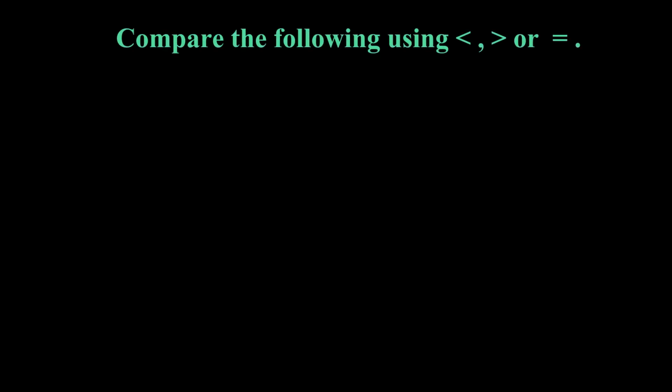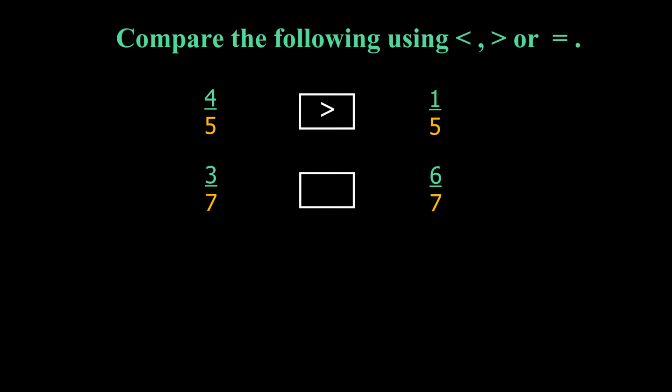Compare the following using less than, greater than, or equal to. So 4 by 5, 1 by 5. Which one is greater? 4 by 5 is greater, isn't it? Now let us see another sum. 3 by 7, 6 by 7. Which one is greater? 6 by 7.